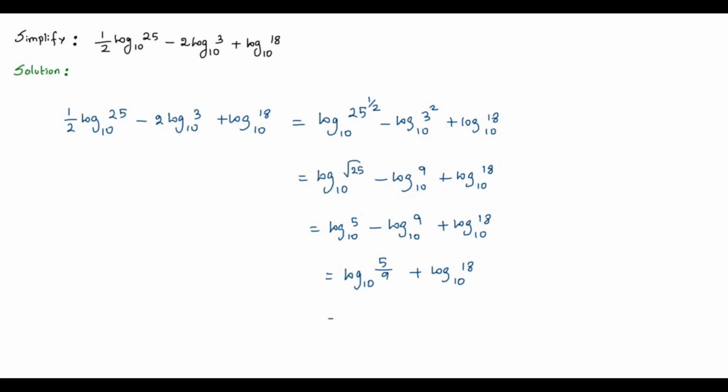Now two logarithms are in addition, so using the fundamental law, we can take the logarithm once with the same base and multiply the arguments, 5 by 9 and 18. So 1 times 9 is 9, 2 times 9 is 18. So we get log of 5 times 2, which is 10, so log 10 to the base 10. Here the argument and base are both equal, so the value of this logarithm is 1. So the simplification of the given logarithm is equal to 1.